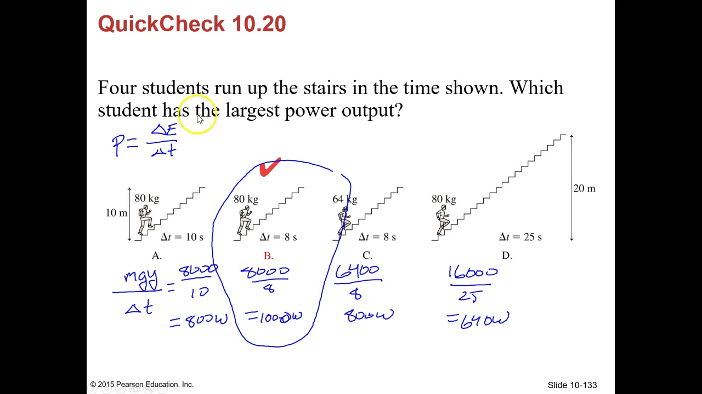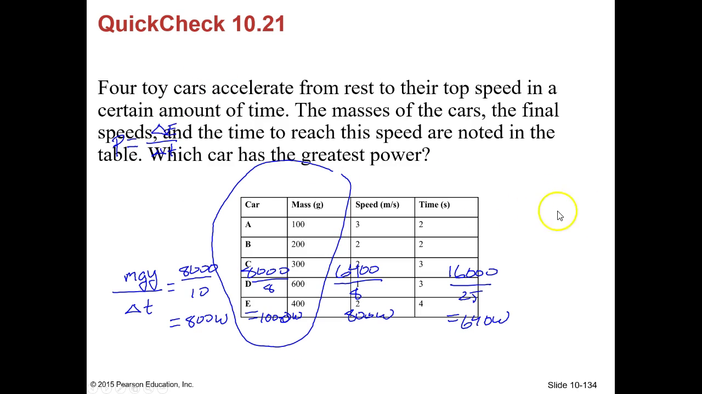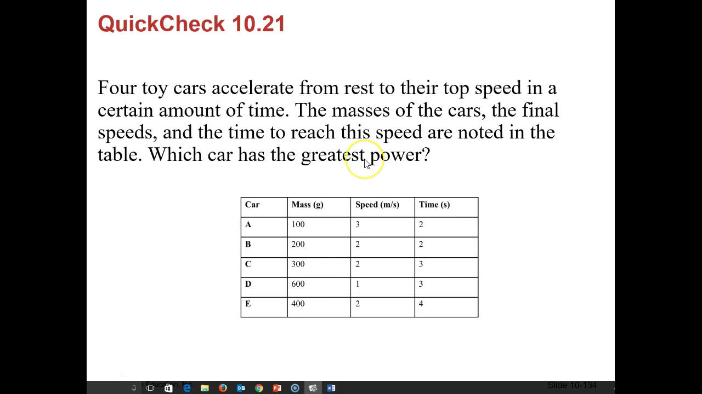So here we're using change in energy, or change in potential, divided by change in time. The next one's going to use change in kinetic energy and a change in time. So we have four toy cars. Actually, there are 5 of them. The masses of the cars, the final speeds, and the time to reach the speed are noted. They want to know which one has the greatest power. So for each one of these, we need to take 1/2 of the mass times the velocity squared and divide it by time, because power, remember, is change in energy. And if they start at 0, then we can just use the final kinetic energy divided by the change in time.